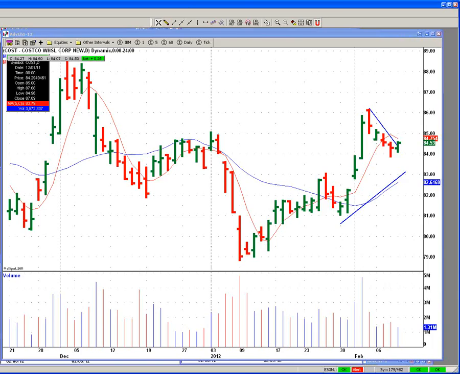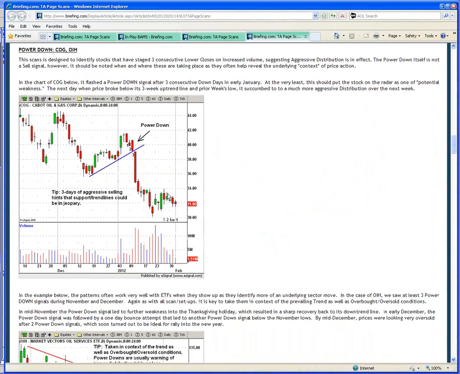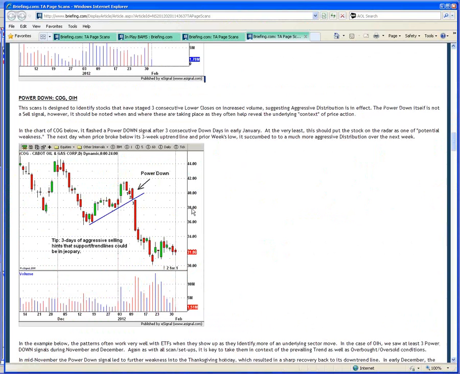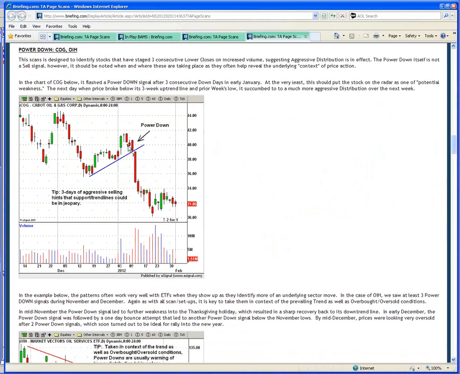Power down move. Exact opposite of power up move. A lot of these are just opposites. The scans are just opposites, bullish and bearish. You can see COG had 3 consecutive down days here in early January. In itself, it probably didn't look that horrible, but there was an uptrend in effect that was going to be challenged. And on that 4th day, it actually broke down, took out the prior week's low, just started taking out this swing low here at 38, and the selling pressure just accelerated. I believe natural gas itself was selling off at that time, and there were a bunch of other natural gas stocks at the same time that were also starting to get hit really hard.